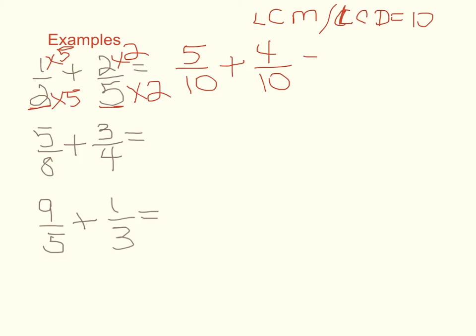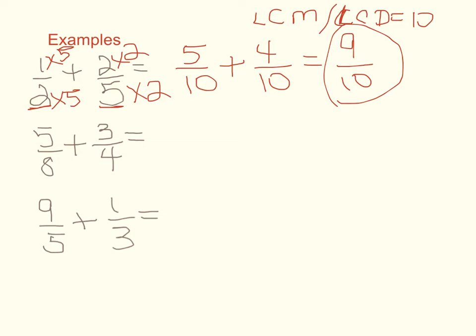All I do there is I add the numerators. So 5 plus 4 is 9 over 10, and I just keep the denominator the same. Then I would look to see, can I reduce 9 over 10? No, because 9 and 10 don't have any common factors, so that's my final answer there in the lowest terms.